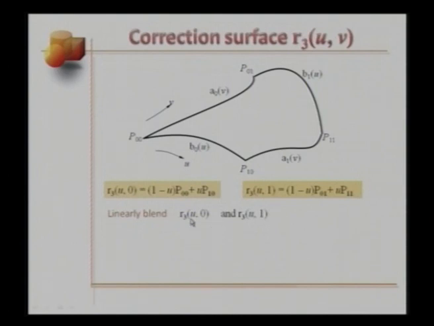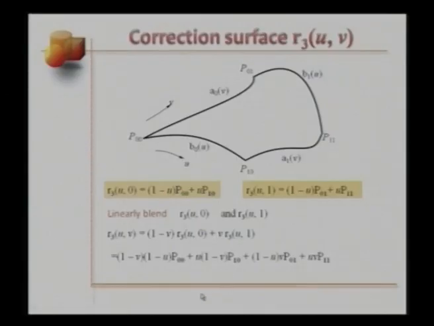So, we can linearly blend R3(U,0) and R3(U,1) to get R3(U,V). That is, R3 of (U,V) equals (1 minus V) times R3(U,0) plus V times R3(U,1), where R3(U,0) is this here, and R3(U,1) is this here. That is equal to (1 minus V) times (1 minus U) times P0,0 plus U times (1 minus V) times P1,0 plus (1 minus U) V P0,1 plus UV P1,1.